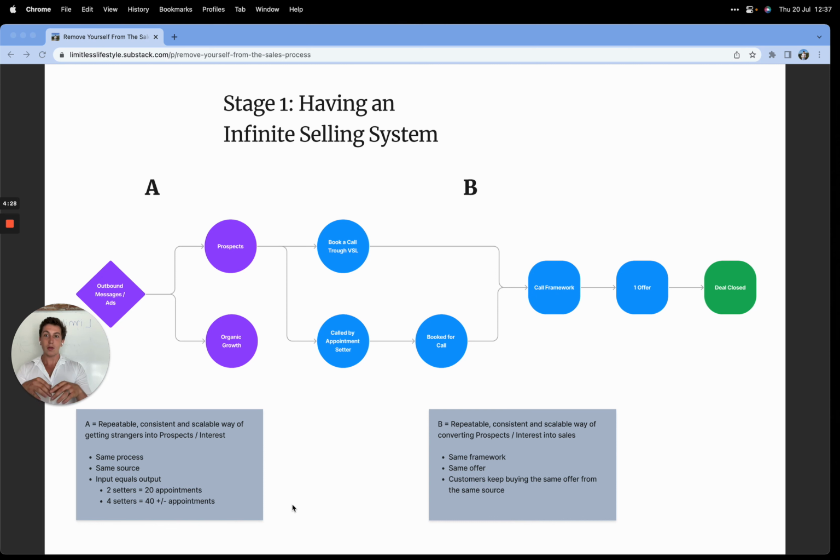So, for example, a framework can be the call framework that you use in the sales calls. I've seen so many people, including myself at the beginning, that are just having some talk with anyone, but it's not repeatable. It might work for you as a business owner right now, but if you want to repeat it or outsource it to someone, you won't be able to. So that's the reason why you need to have the right framework in order to make it repeatable and scalable, of course. The other one is having one offer.